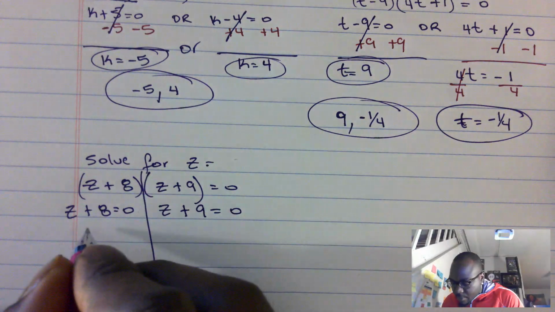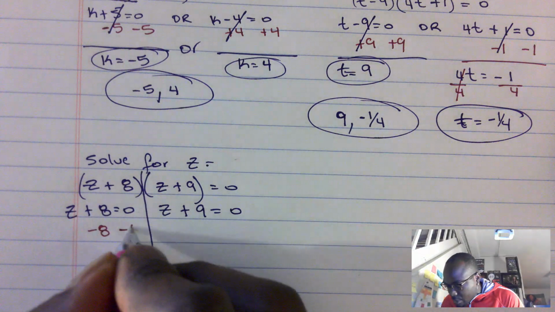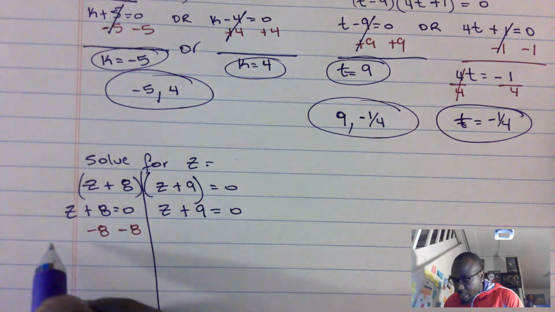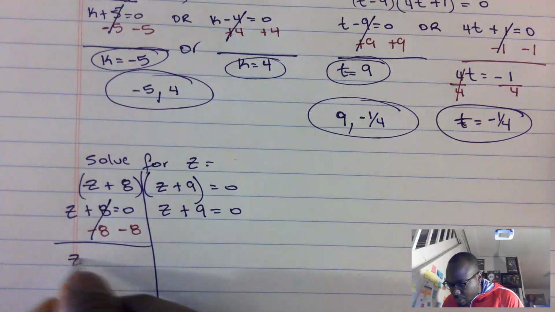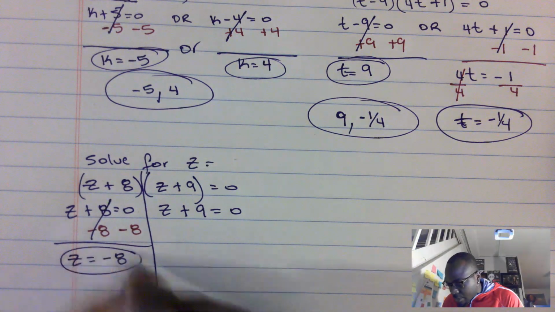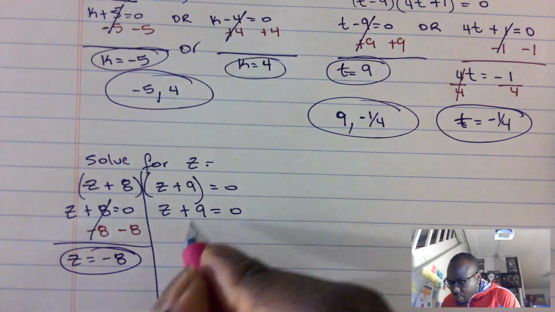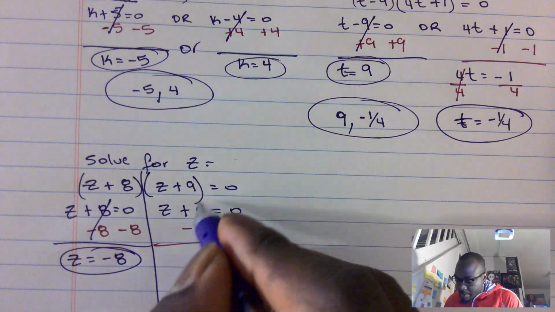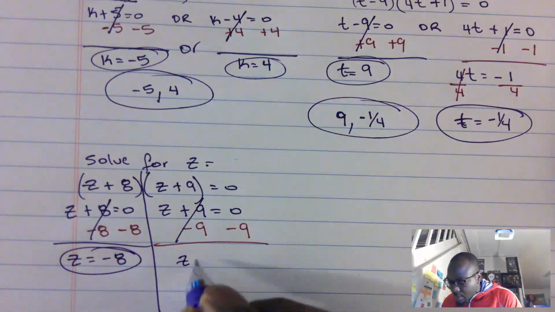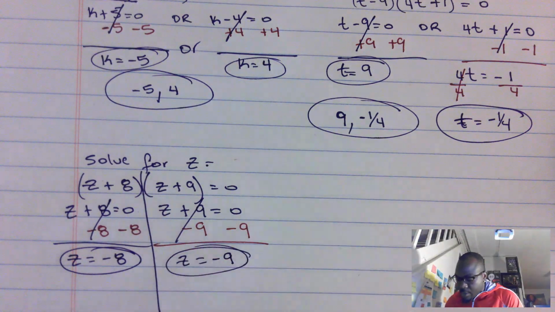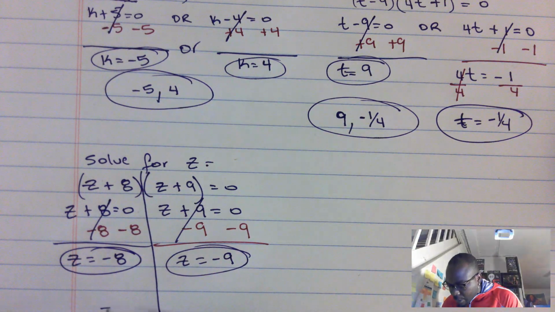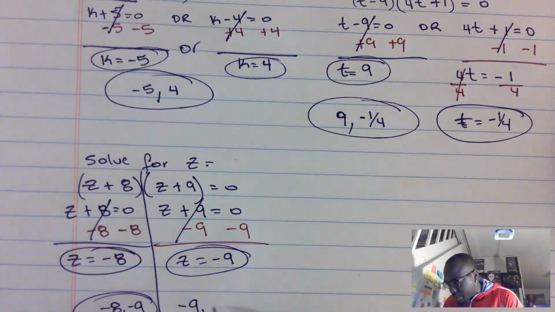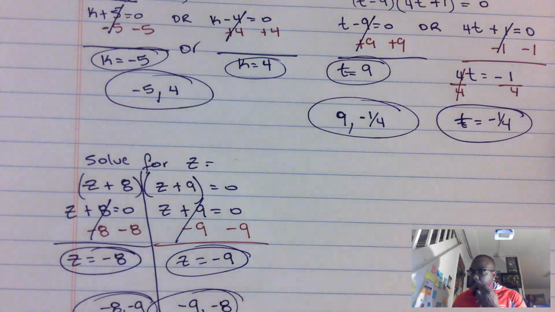All right, I'm going to subtract 8 on both sides here. When I subtract 8, those cancel, so z is equal to negative 8. On the other hand, I'm going to subtract 9 on both sides. When I subtract 9, those cancel, and z is equal to negative 9. So again, on IXL, you just enter your answer as negative 8, negative 9. Or if you want to, you can put the negative 9 first, and then negative 8. It doesn't really matter.